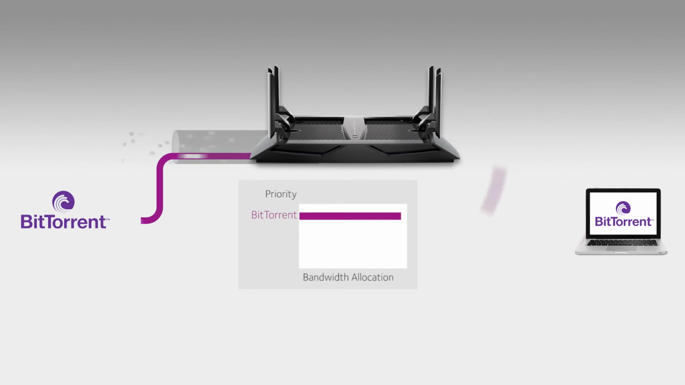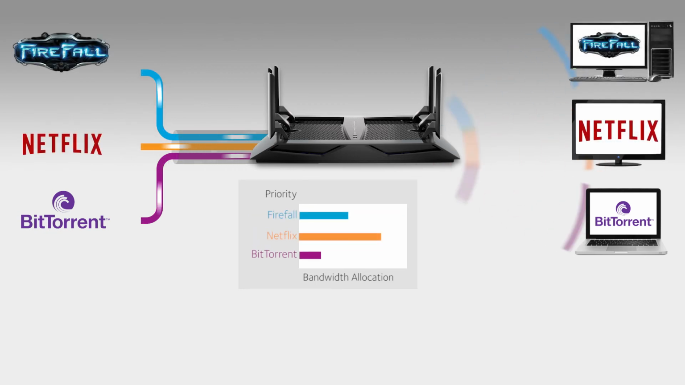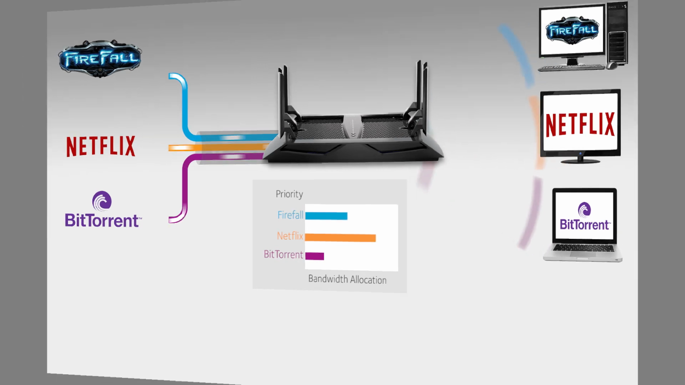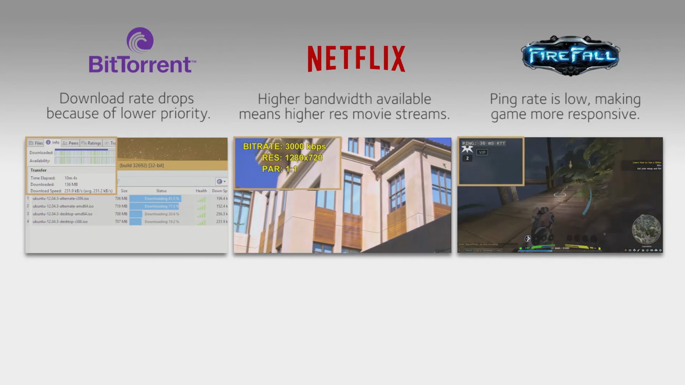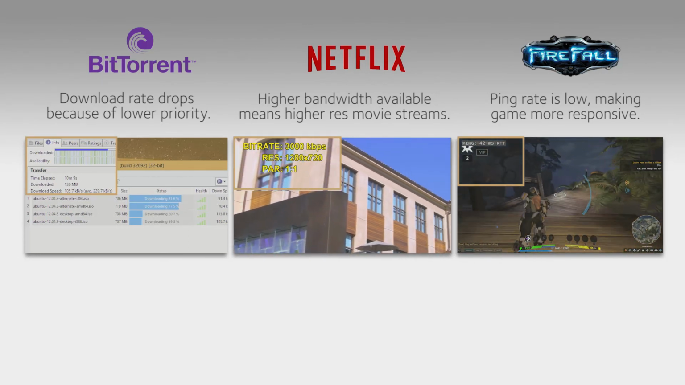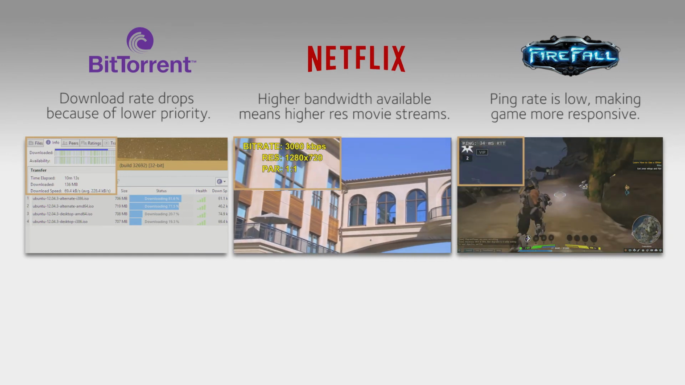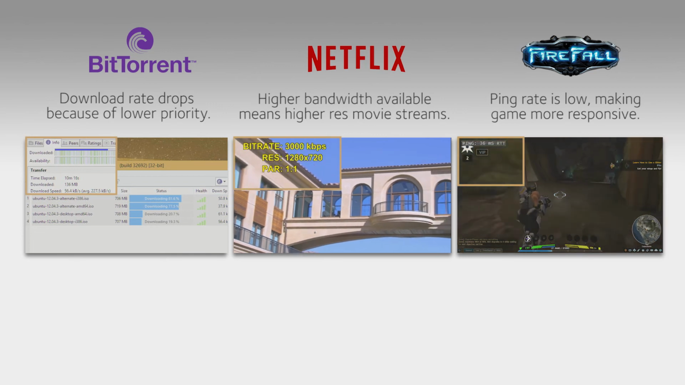As before, when the laptop begins the BitTorrent download, the router allocates the available bandwidth for it. But now, when the Netflix video and the online game begin, the X6 adjusts the bandwidth allocation, giving less bandwidth and lower priority to the BitTorrent download. The X6's Dynamic QoS prioritizes the connected devices, making sure each gets the bandwidth it needs for the best connected experience. The X6 handles all this dynamic bandwidth allocation seamlessly and automatically.